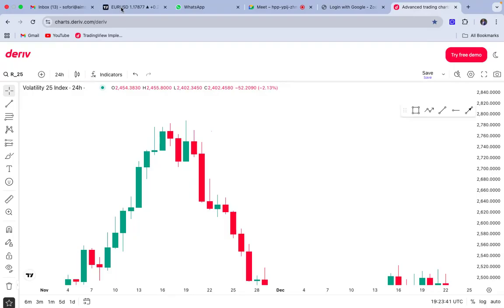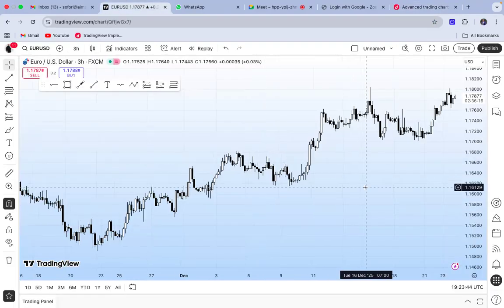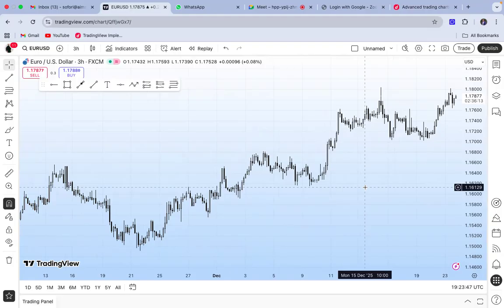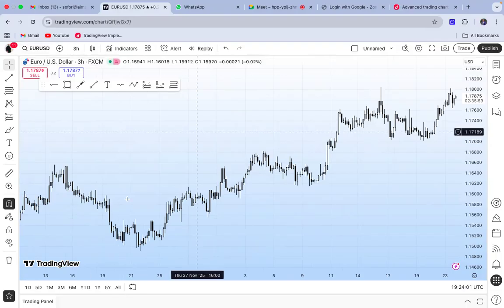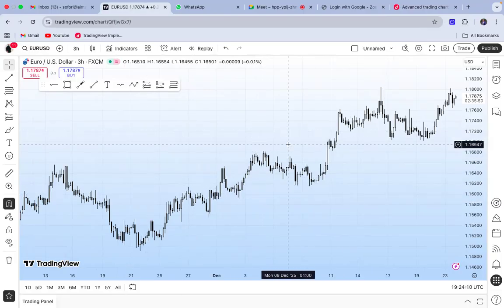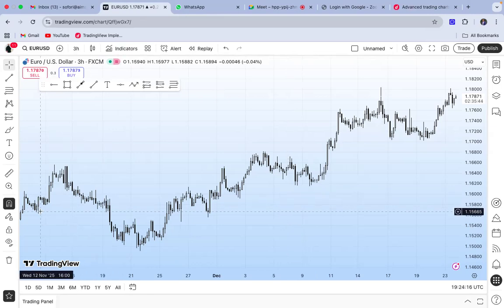Okay, so now I want to take you back to this chart. By the way, the various market structures, we refer to them as charts. What I have here is Euro USD. So this is the chart, or the data, for Euro USD. It tells us what the market did within this period, between 12 November 2025 and today. What happened in the market? That's what we see on my screen now.